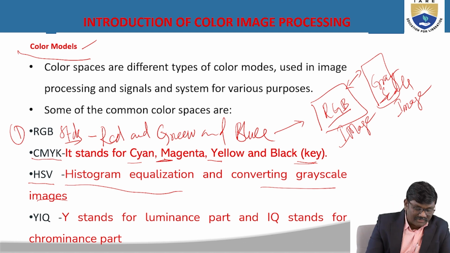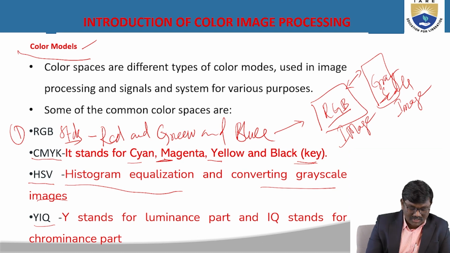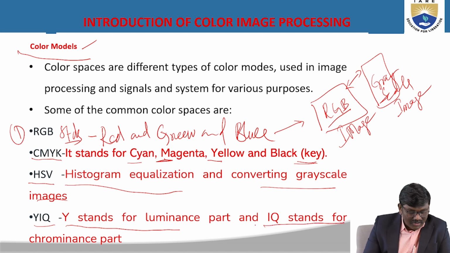So what do you mean to understand about YIQ? It is another type of model which we want to concentrate on here. Let me introduce YIQ. Y stands for the luminance part, and IQ stands for the chrominance part.